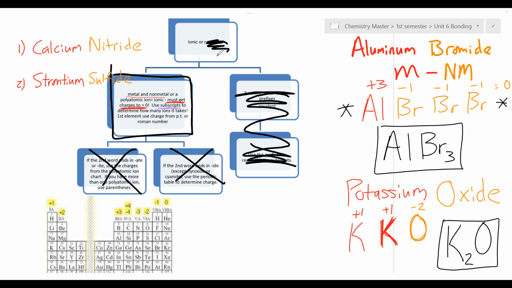Okay. I'll give you a couple of minutes. So remember, you can write out your charges to start. Write it out like I did. So write your symbols, write your charges over your symbols, see if it equals 0. If it doesn't equal 0, get them to equal 0. And then whatever, like mine in the black box, that's your final answer.